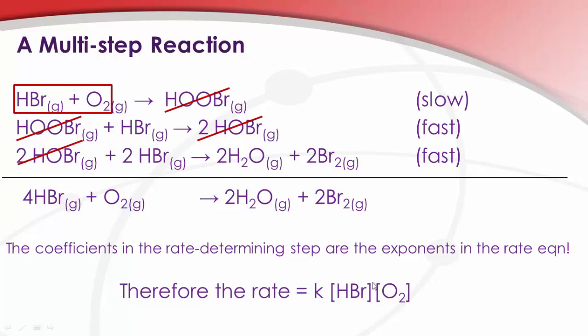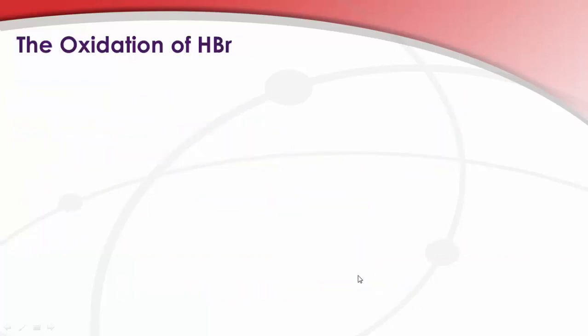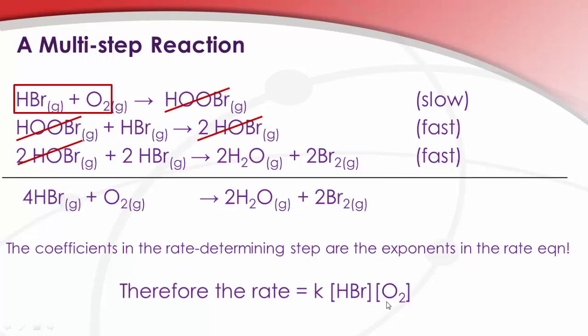So the rate here is a constant times the concentration of hydrogen bromide times the concentration of oxygen. So this is our rate equation based on the reaction mechanism.